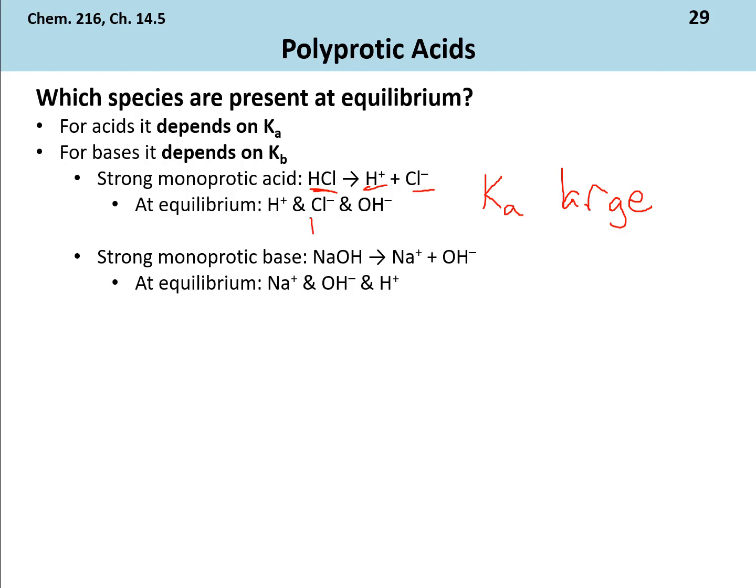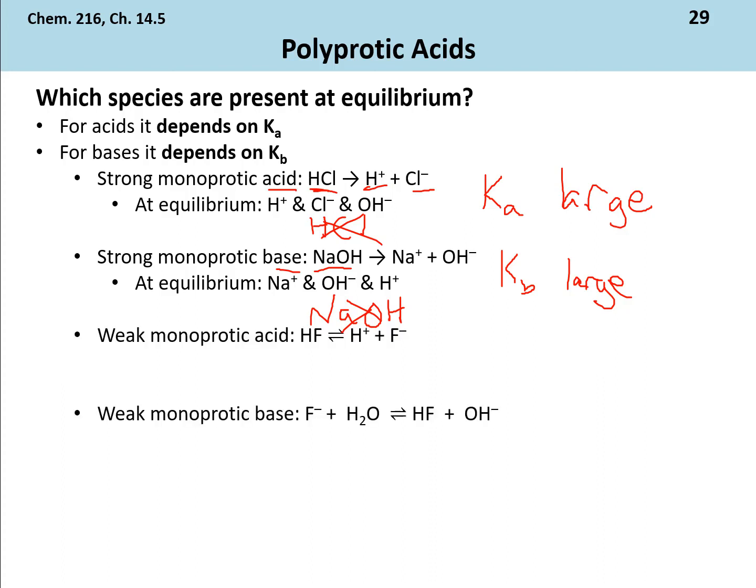So that means at equilibrium, I'm not going to have any of that original HCl. If I have a strong monoprotic base, like NaOH, it's going to fully dissociate, and I'm not going to have any of the original base left. Okay? This would be a large Kb. Notice whether I have an acid or a base, I'm still going to have some H plus and OH minus. There'll be different levels, but they'll still be there.